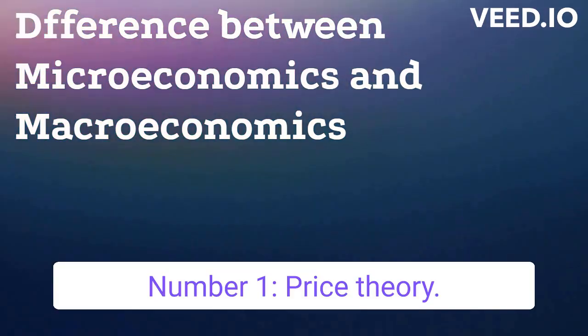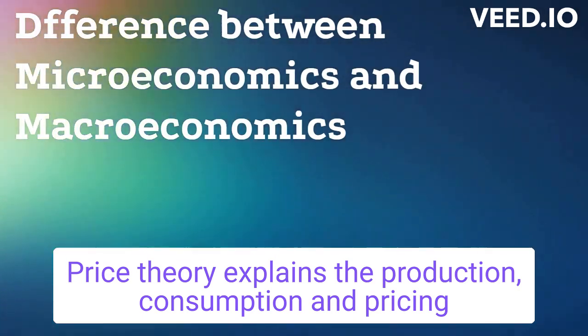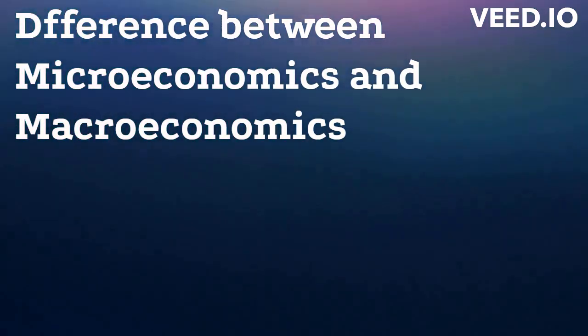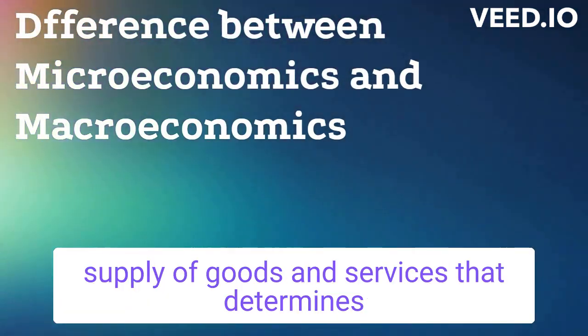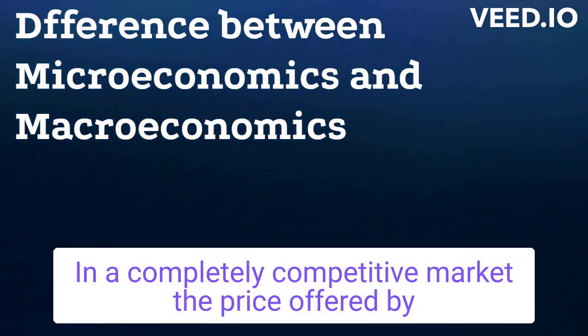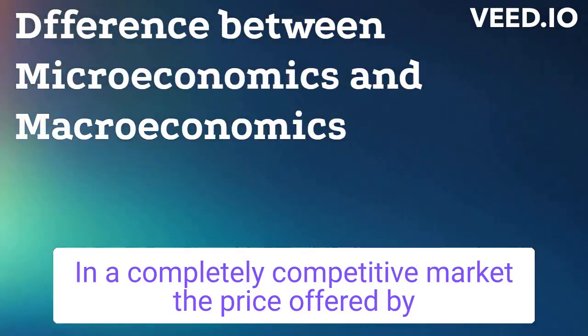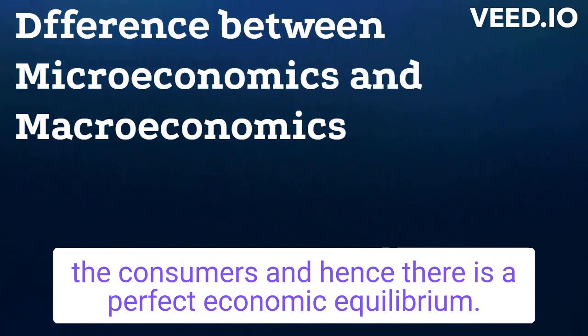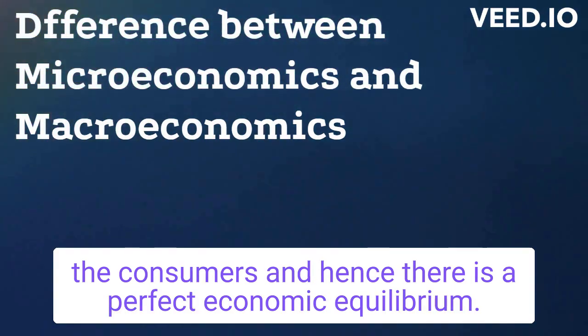Number 1. Price theory. Price theory explains the production, consumption and pricing of goods and services in an economy. It is the result of demand and supply of goods and services that determines the prices in a competitive market. In a completely competitive market, the price offered by the producers is same as the price requested by the consumers, and hence there is perfect economic equilibrium.